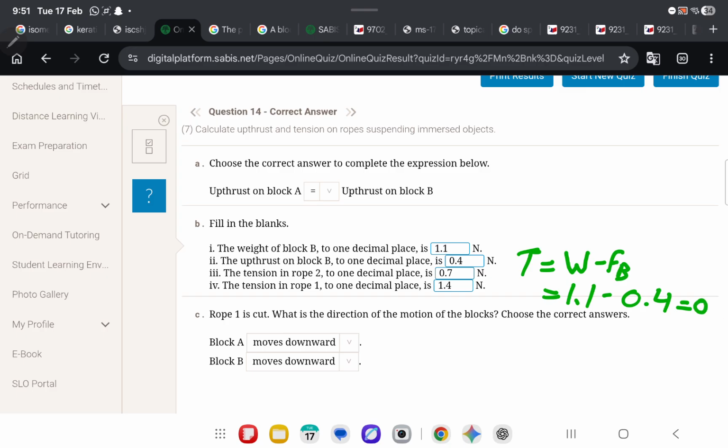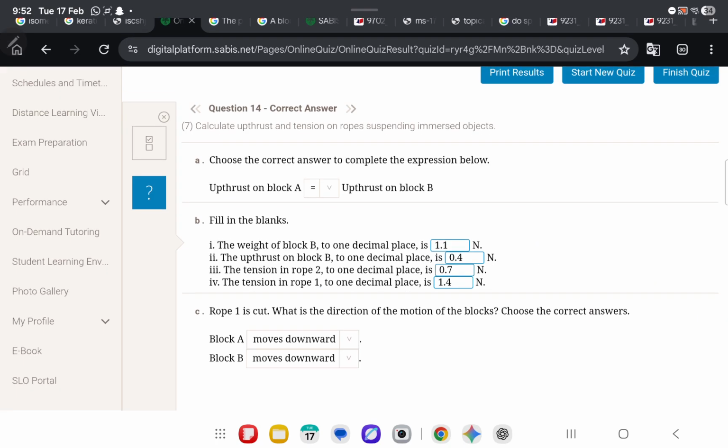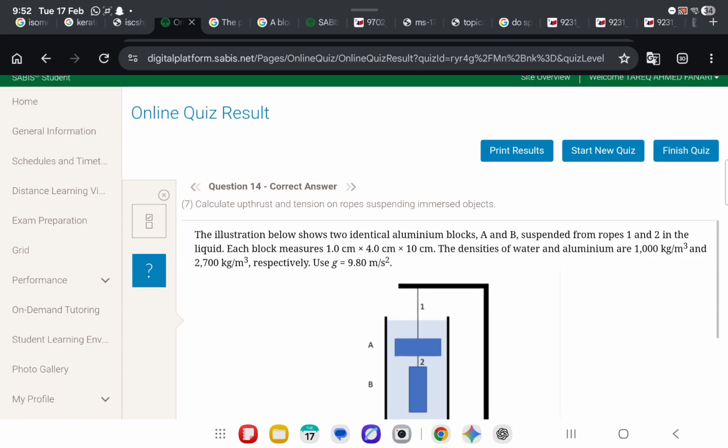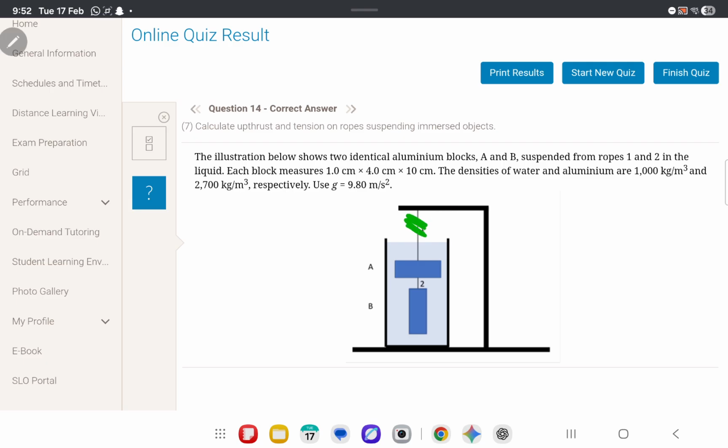Now, rope 1 is cut. What is the direction of motion of the blocks? So, rope 1 is cut, so now you no longer have anything supporting them. So this is just gone. Will they float or will they sink?